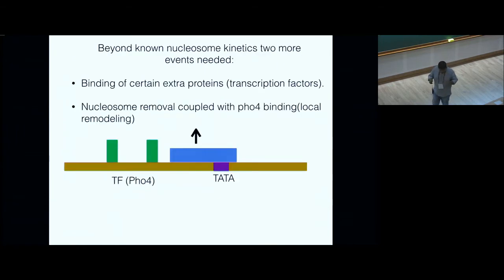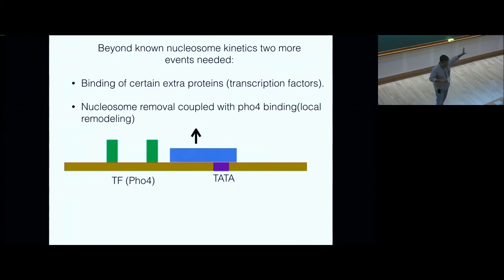And I am cutting down a long story just to say the final message. The message is that it is not enough to have this on, off, and sliding dynamics. We need to go beyond the nucleosome kinetics. We need to add certain events to get those specific experimental details. So binding of certain extra proteins at some locations is needed. Only then you would get this. And not only do these prevent the nucleosome from sliding and occupying the space, these proteins have to remove the nearby nucleosome by recruiting some remodeling machines.